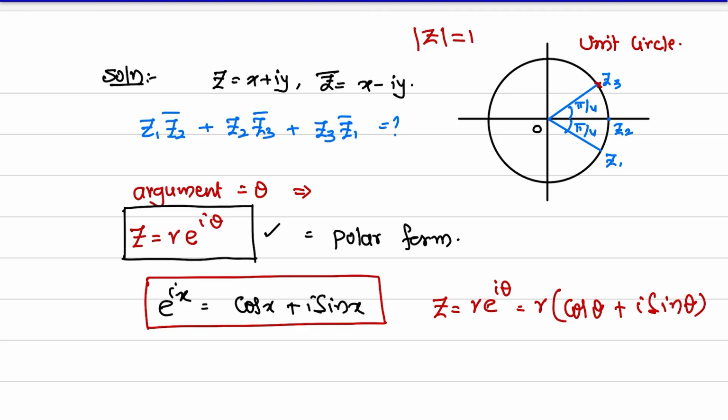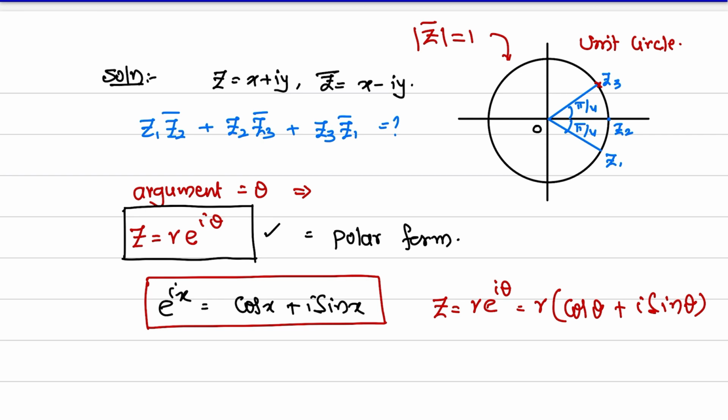R is equal to 1 means x square plus y square is equal to 1. Therefore, square root of x square plus y square is equal to 1. That means modulus of z is equal to 1. This modulus of z is equal to 1 represents a unit circle. For these basics, you please refer to my previous lectures.